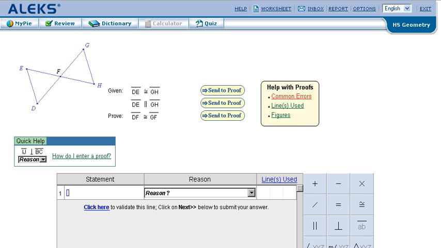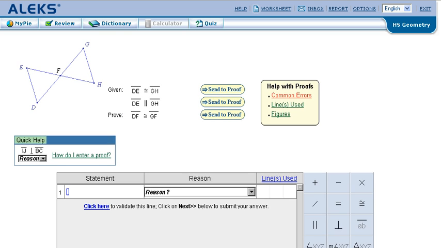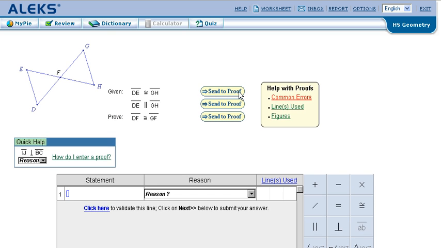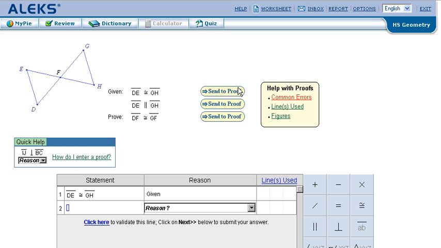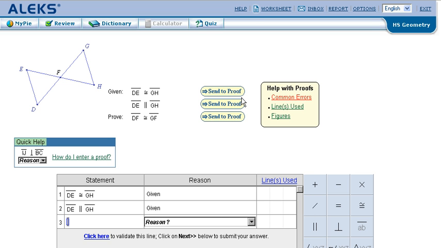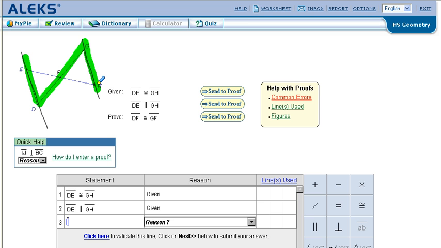Let's go to our given information. DE is congruent to GH. We know that because it's given. DE is parallel to GH. We know that because it's given. Once again, if these are parallel, then the alternate interior angles are congruent. So we're going to be very careful here. Our alternate interior angles are going to be EDF. That's that angle right there.